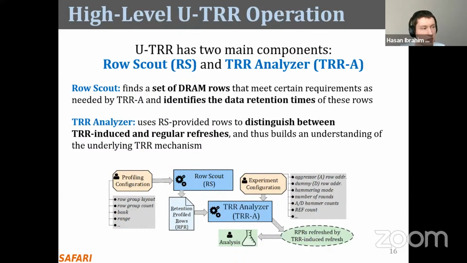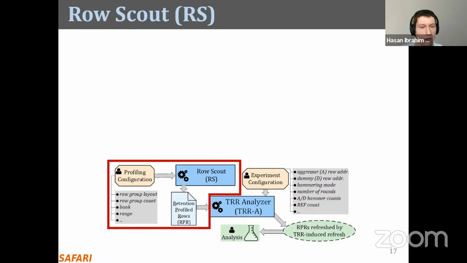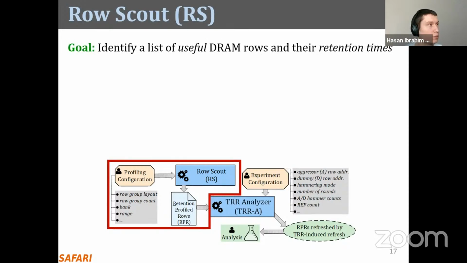And the result of this is basically an output that indicates when these retention profiled rows are refreshed by a TRR-induced refresh command, or by the TRR mechanisms, let's say. And the user analyzes this output to develop some understanding about the operation of the TRR mechanism. Okay, assuming this is all clear, let's move on to the Row Scout mechanism and look at it in more detail.